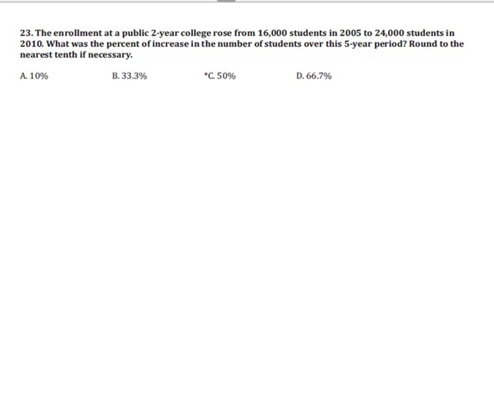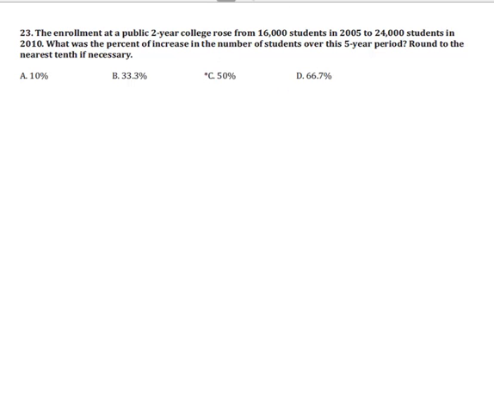Item number 23. The enrollment at a public two-year college rose from 16,000 students in 2005 to 24,000 students in 2010. What was the percent of increase in the number of students over this 5-year period? Round to the nearest tenth if necessary.